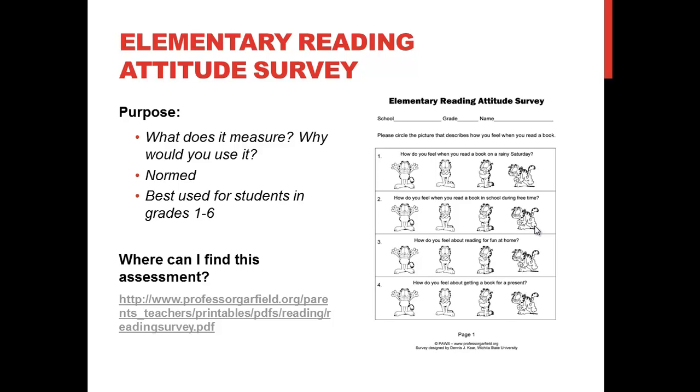So if you look at the questions over on the right-hand side, you can see the different Garfields. It's a Likert scale using pictures. And we see very happy Garfield on the left, and he moves progressively to not so excited, a little sour Garfield there. And the questions are probes: How do you feel when you read a book on a rainy Saturday?